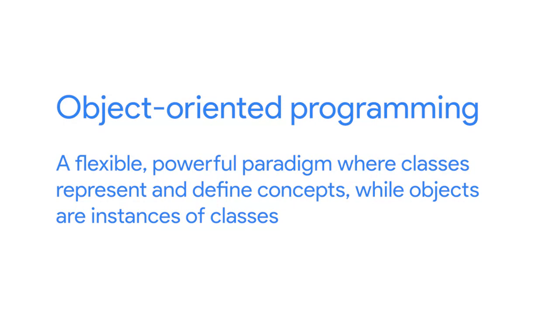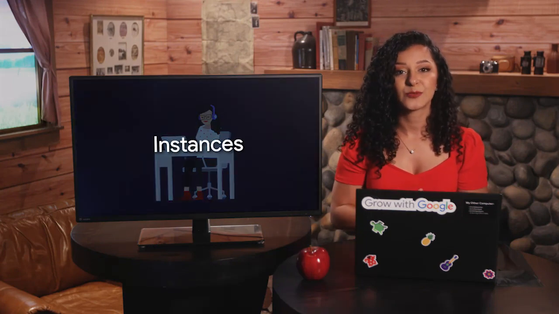This is a flexible, powerful paradigm where classes represent and define concepts, while objects are instances of classes. In our apple example, we could have a class called apple that defines the characteristics of an apple. We could then have a bunch of instances of that apple class, which are the individual objects of that class.